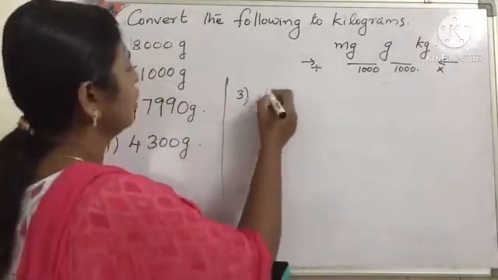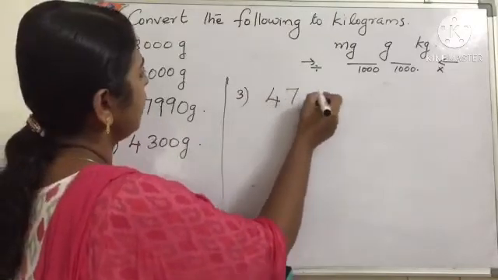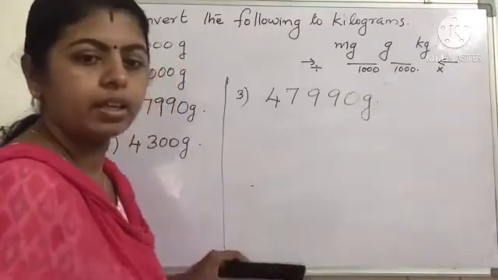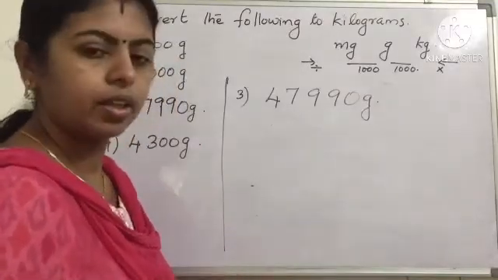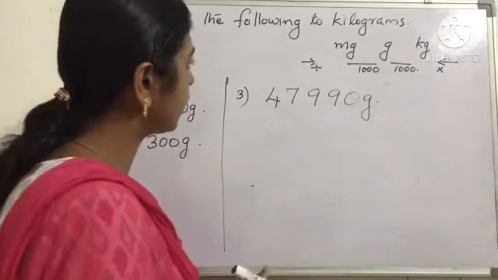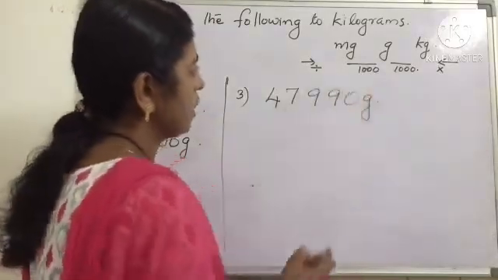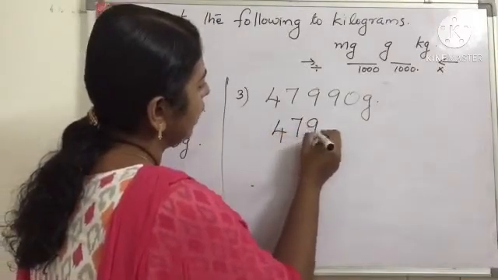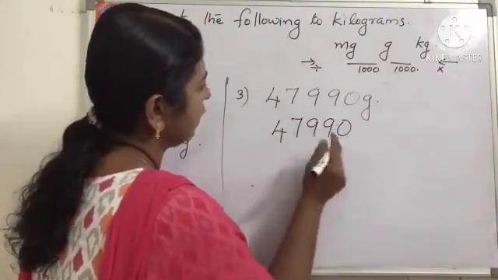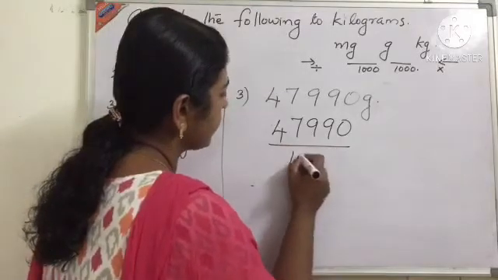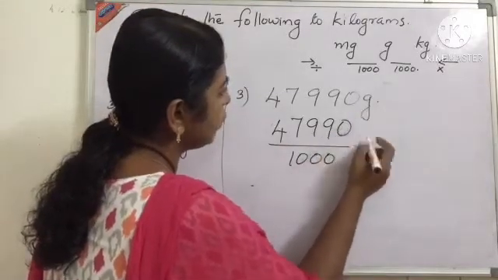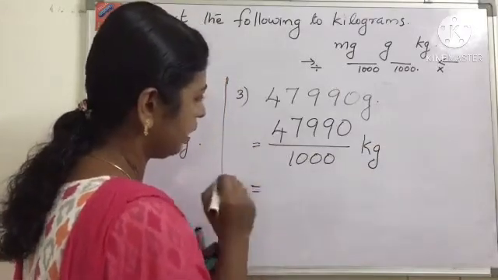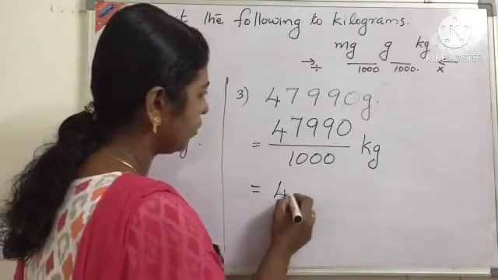Third one, 47,990 gram. Okay, we want to convert this into kilogram, gram to kilogram, division. So 47,990 divided by 1000. Now it's converted to kilogram. Okay, the units are very important. So we can write the numerator.